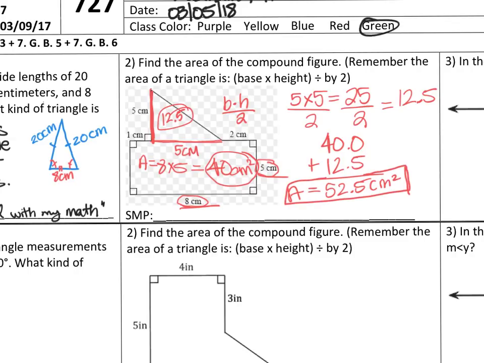Okay? So again, the formula for a triangle is base times height, or you could say length times width, but the last step is you have to divide it by 2. The SMP that you're using here is SMP2. You could also say that it's SMP6 because you're attending to precision. So I'm going to write SMP6, attend to precision.